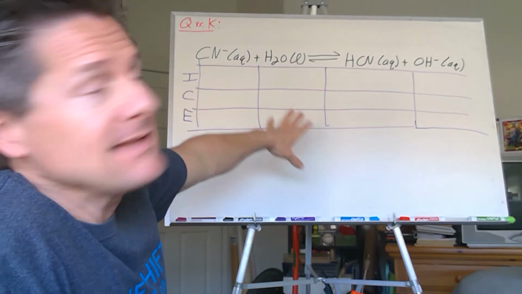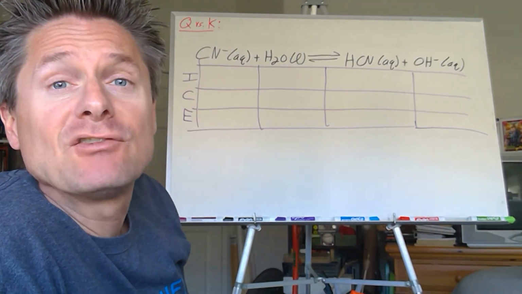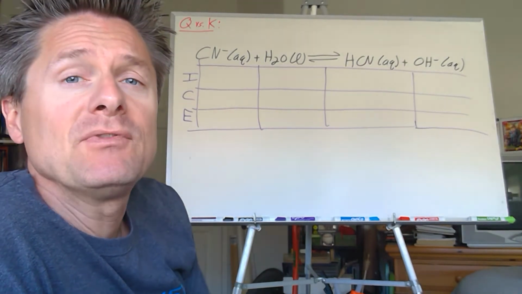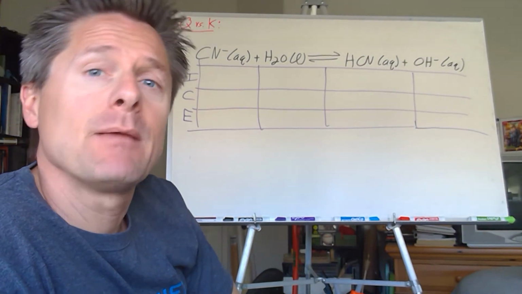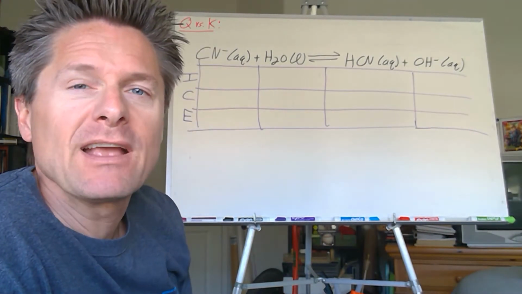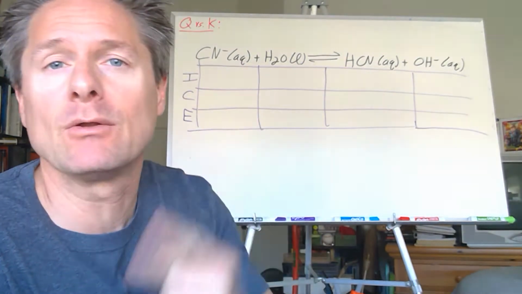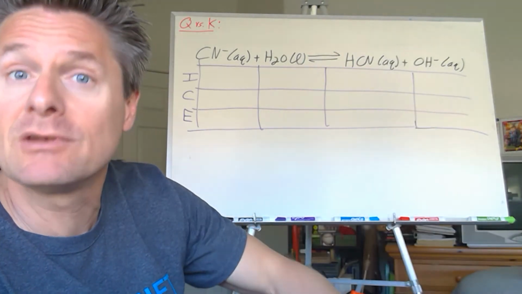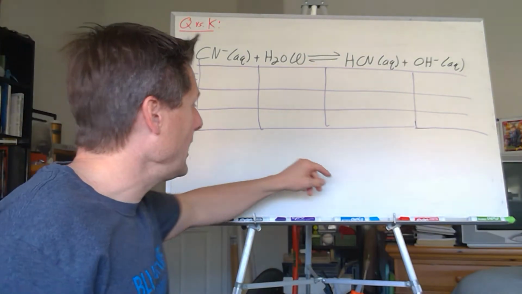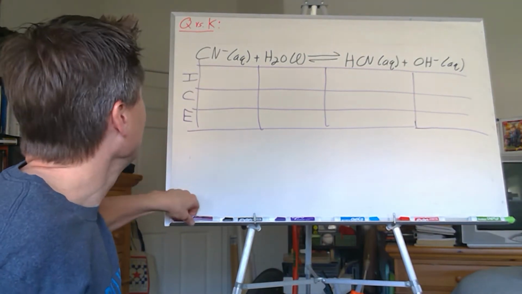But before we can do the ice table, we've got to do the Q versus K. So in equilibrium type 3 problems, do Q versus K, ice table, K expression, solve for X, and then in the last step, figure out what you've got to do with X. I could have asked for equilibrium concentrations, percent ionization, pH, whatever. All right, let's do our Q versus K.